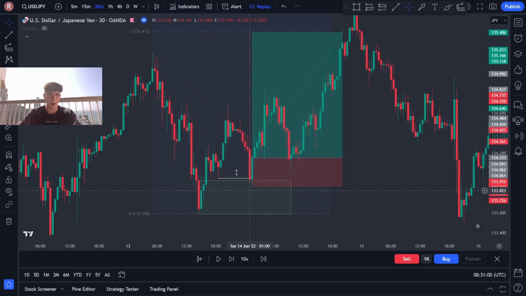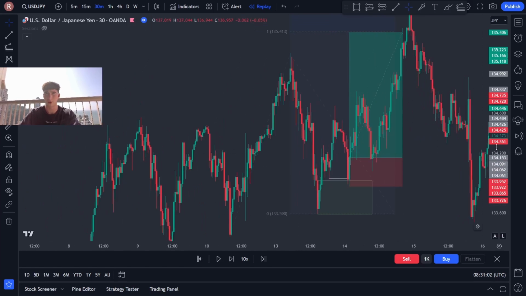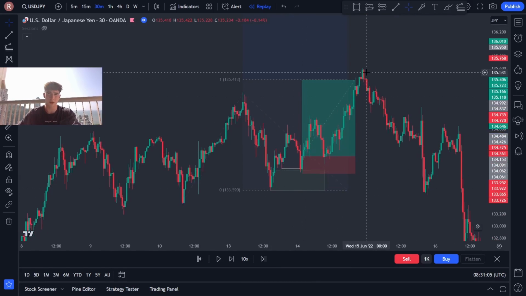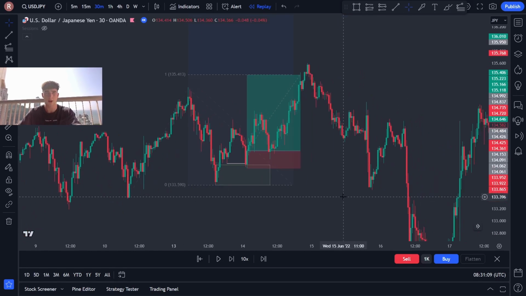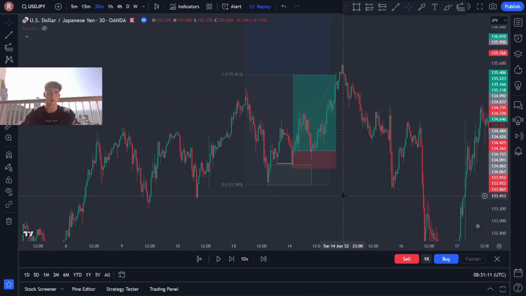People got in, and then it ended up invalidating by a couple pips before winning. And if you look closely, this push to the upside essentially started exactly from where our entry is. So that's the power with this strategy. Now, let's get into the rest of the video so you can understand how to trade it properly.